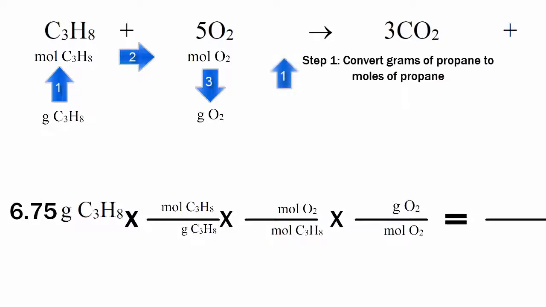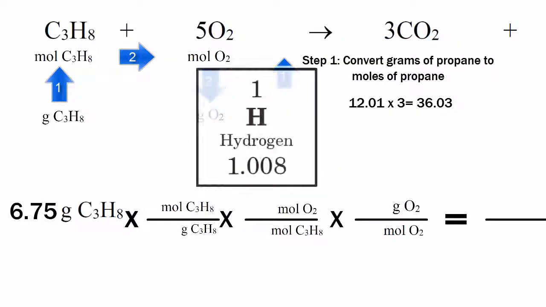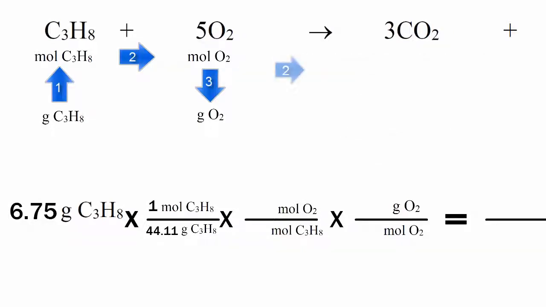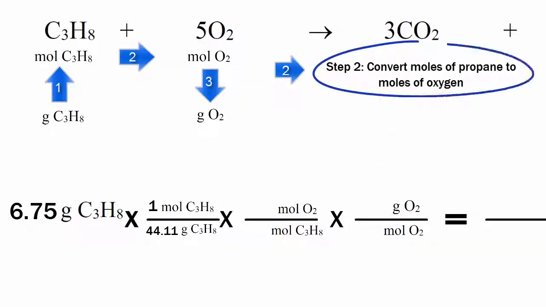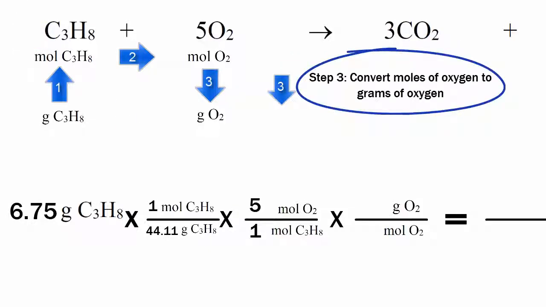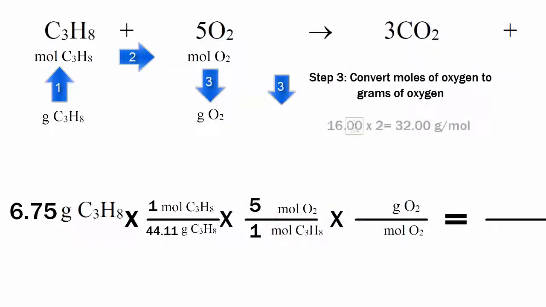For the first step, we will need to use the molar mass of propane. The molar mass can be found from the periodic table. For the second step, we will need to use the 1 to 5 mole ratio from the coefficients in the balanced chemical equation. For the third step, we will need to use the molar mass of oxygen, O2. This molar mass can also be found from the periodic table.